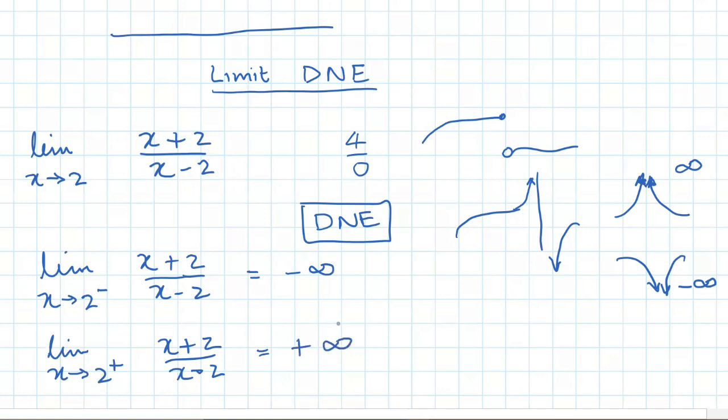And if the left-hand and the right-hand limit are different, then the limit does not exist. We cannot say it's positive infinity or negative infinity. The question is not asking you to find the left-hand or right-hand limit, but in this case, it is crucial that you pay attention to that. Otherwise, if you write this as positive infinity, then the answer is wrong.